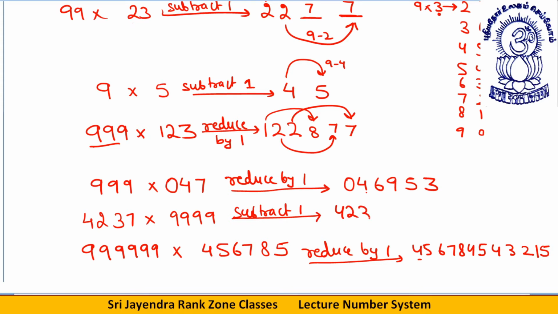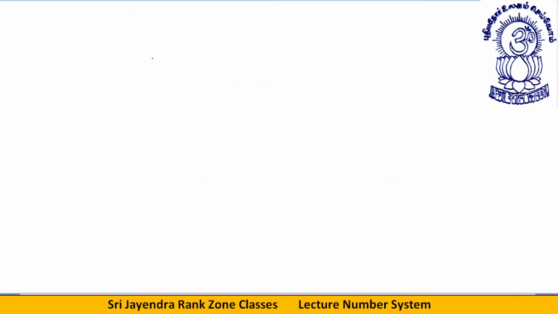Again, make it 4, 2, 3, 6. Then 9 minus 4, 5. 9 minus 2, 7. 9 minus 3, 6. 9 minus 6, 3. This is the product. You have got this concept. Now I'll show you a question which has been asked in previous year exams on this concept only.